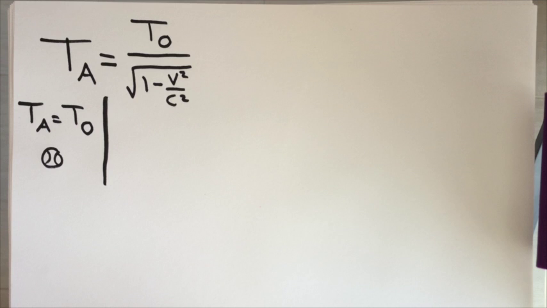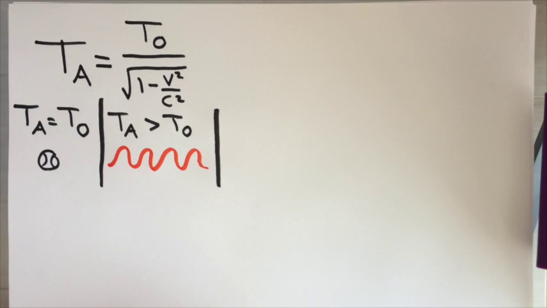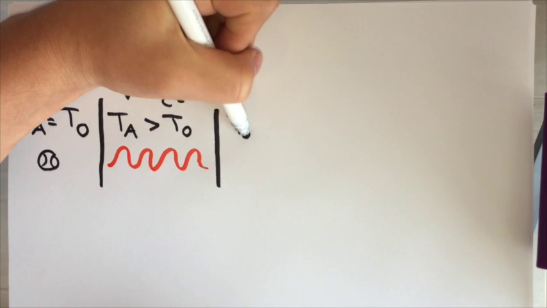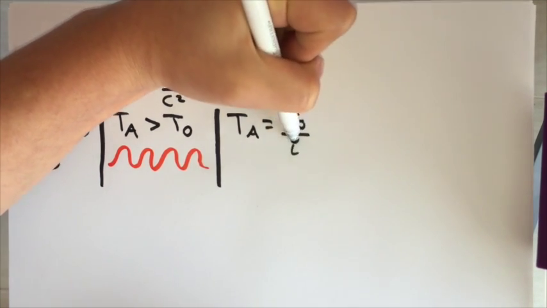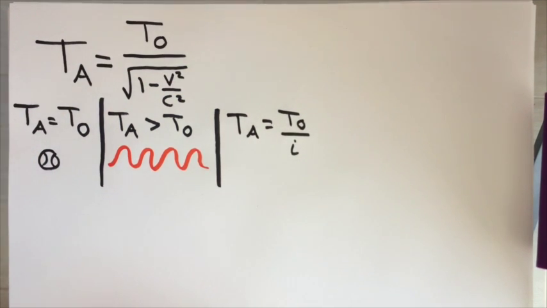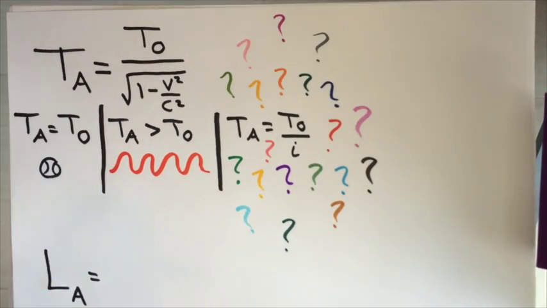But when v becomes large enough that it's not negligible, the bottom half of the equation becomes smaller than 1, and t_a is greater than t_0. And weirdest of all, if v is larger than the speed of light, you get the square root of a negative number, or imaginary time, which no one knows how to explain yet. And if you go at exactly the speed of light, you get 0 in the denominator, which equals infinity. Time stops. And as I mentioned before, length, or distance, also changes.